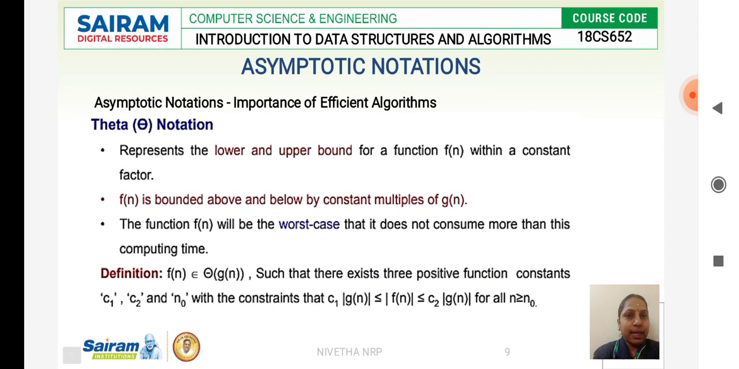And the third category is theta notation, where it lies between your lower and upper bound. It is not a lower bound and it is not an upper bound, and it varies. Again, f of n will have a constant factor, and it varies with the size of input you give, and the definition for that is f of n belongs to theta of g of n. Even here we have constant factors c1, c2 up to c0.